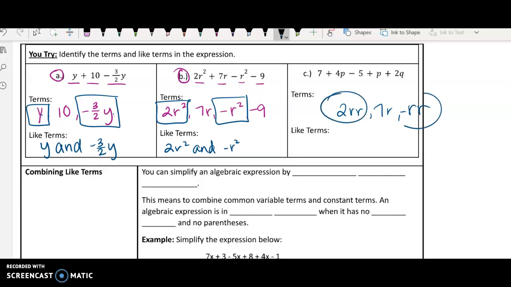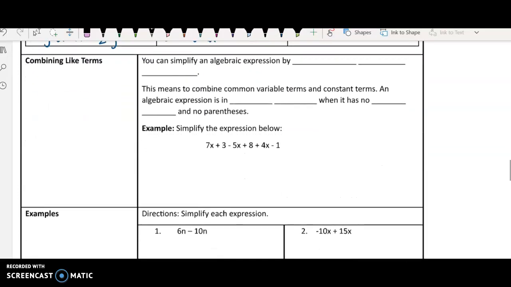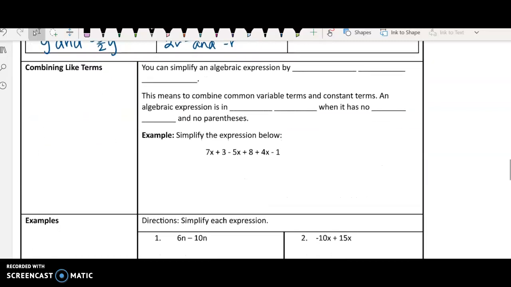So these two both have r attached. I sound like a pirate. Moving on.